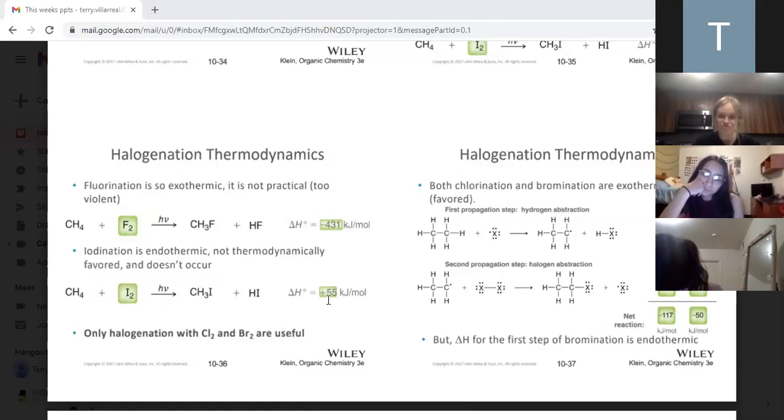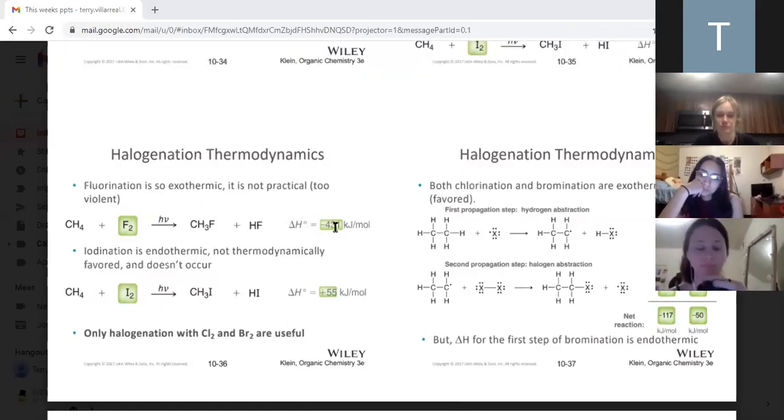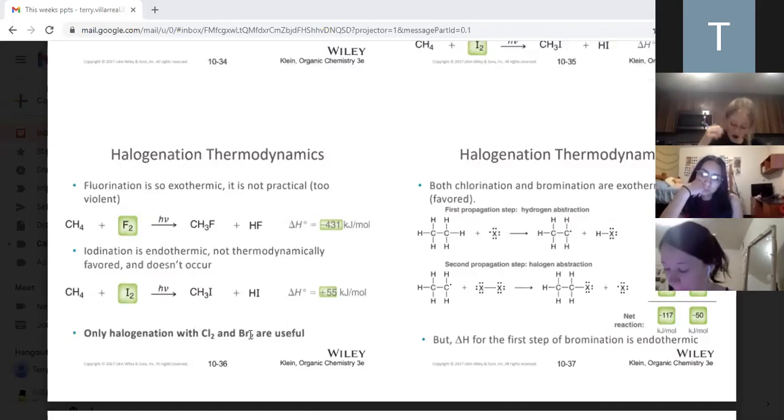Now, on the other end of that, if you notice when we do our fluorination, our delta H is extremely large. And so what happens is that this is just so reactive, we're never going to see this. It's just violently reactive. It's not a very good thing to use. So in reality, our halogenation products are only ever going to be chlorine and bromine. Those are the only two halogenation reactions we can do.